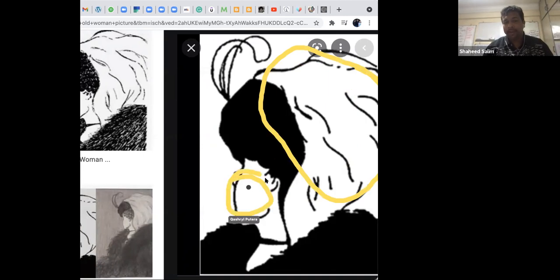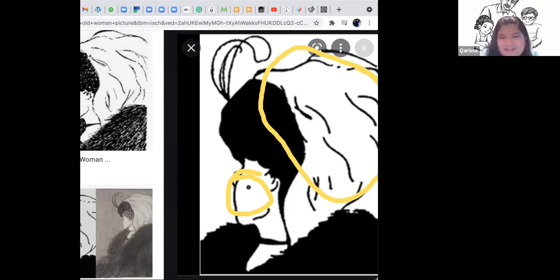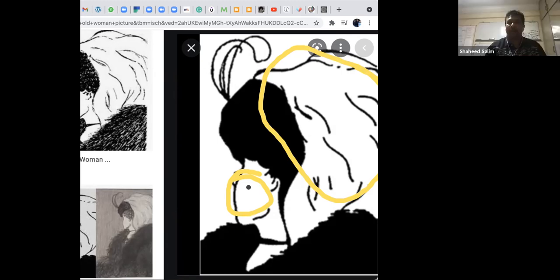The mole. Down here is the eye. She's wearing like a scarf like that. Okay, do you get it? Can't see? Okay, we clear it again. Hold on. Okay, can you see now?